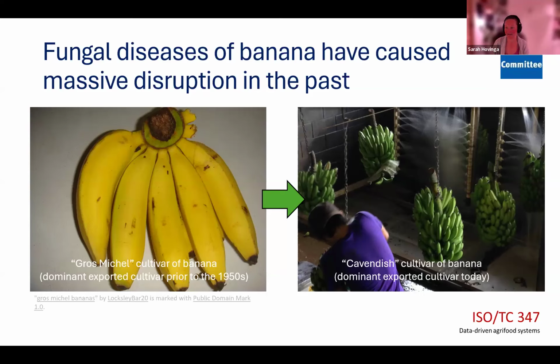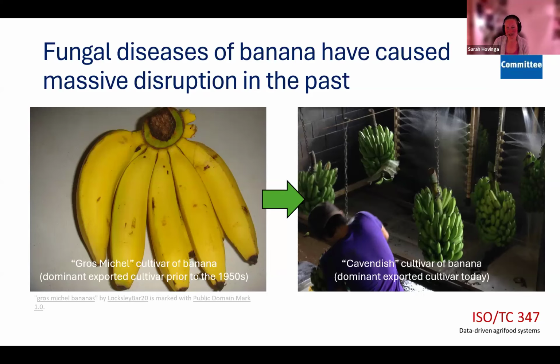So you see on the left here, the Gros Michel cultivar variety of bananas, which was the most dominant exported cultivar of bananas prior to the 1950s. I actually still have it on my bucket list to be able to try this one day, but unfortunately, it's not the dominant cultivar anymore. And now, what you see in the store is the Cavendish cultivar.